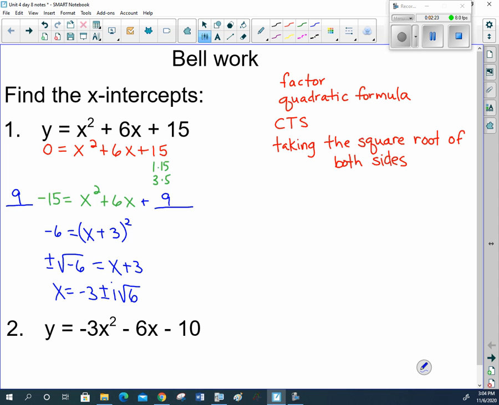Since this is imaginary and the original question said find the x-intercepts, because I got an imaginary answer for a solution, that tells me there are no x-intercepts. So the answer to this one: no x-intercepts. None.